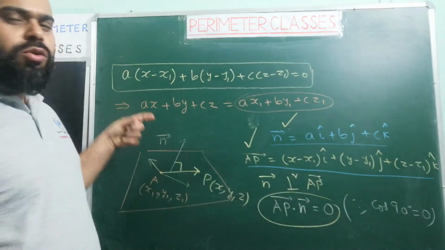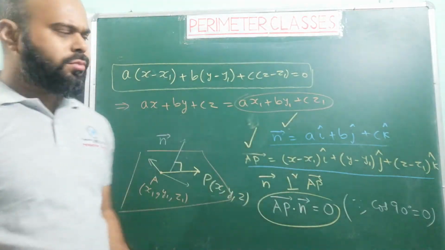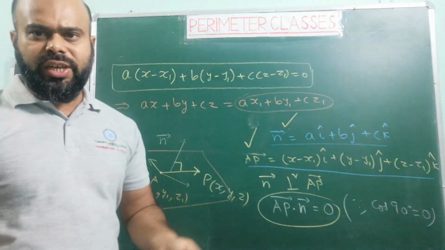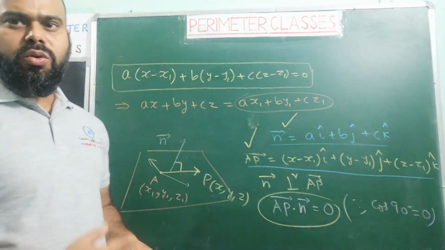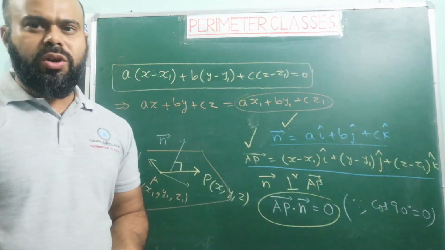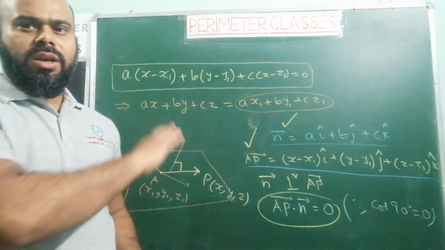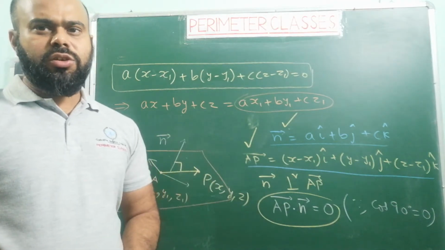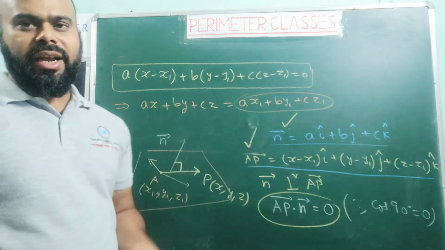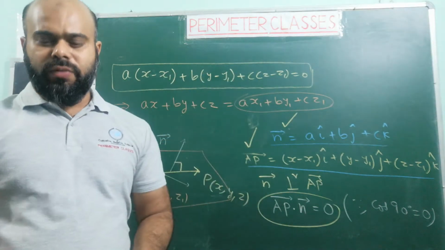And if we divide by root over a square plus b square plus c square everywhere, the coefficients of x, y, z will become the direction cosines of the normal, and the modulus of the constant will become the perpendicular distance from the origin to the plane. If we change it into the direction cosines form, A, B, C are actually the direction ratios form. So this is how you write the equation over here.